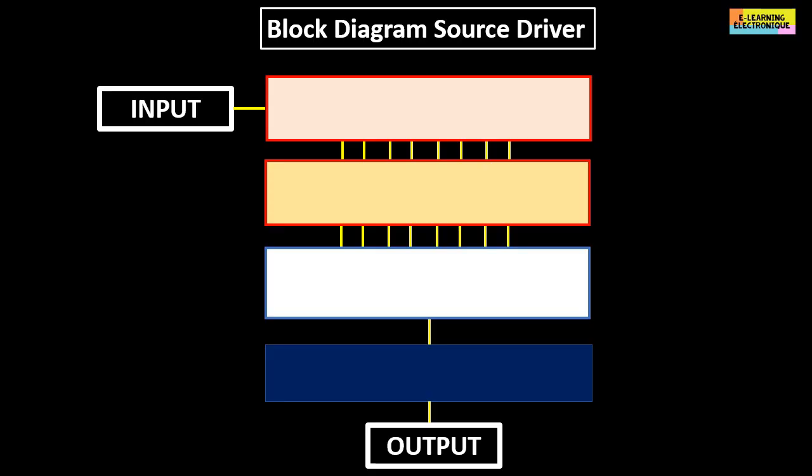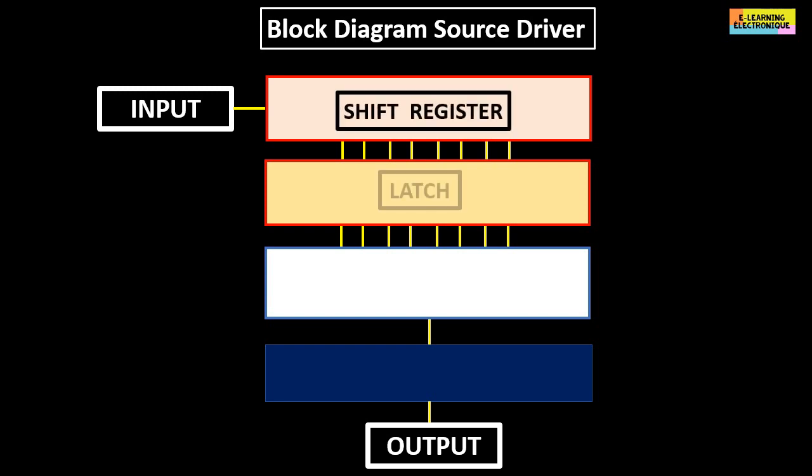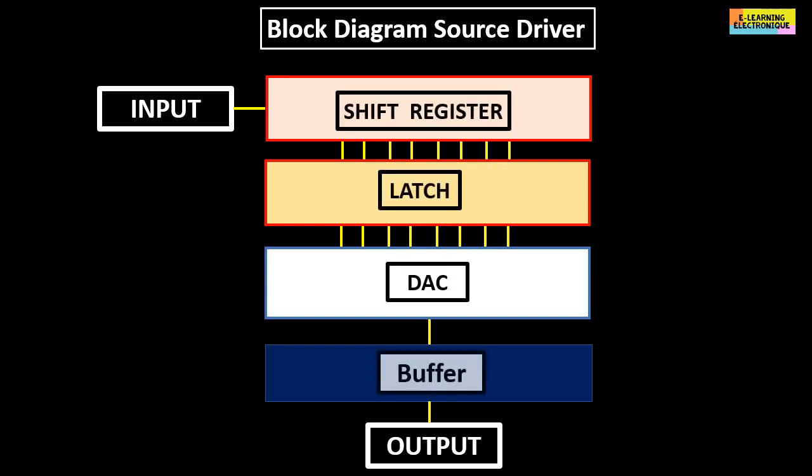We will now see what the source driver chip is made of. Here is its block diagram. There are the following circuits: a shift register, latch, a digital to analog converter noted under its acronym DAC, and a voltage follower or buffer. We will start by giving some details on the first two components, namely the shift register and the latch.